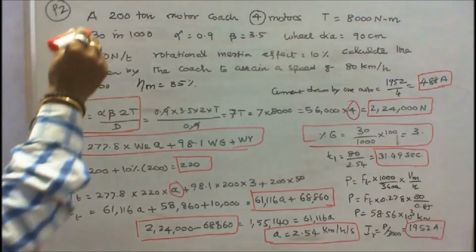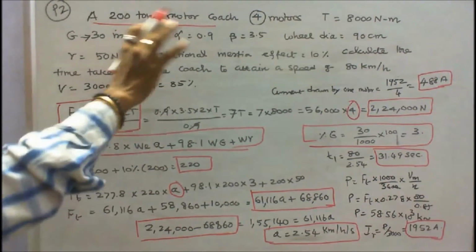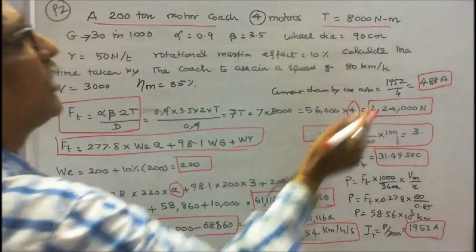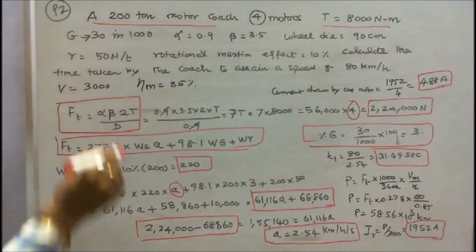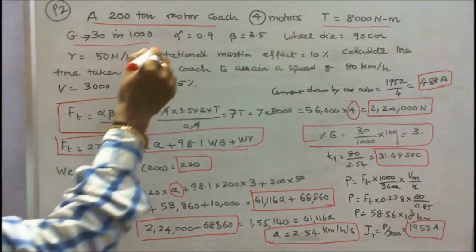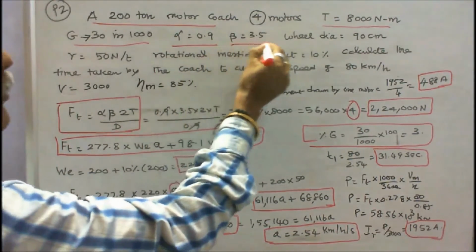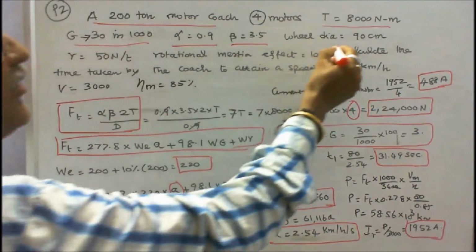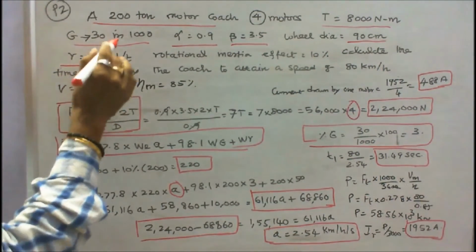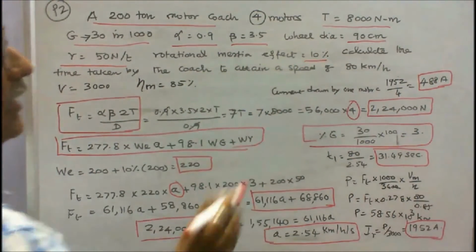In this problem, a 200-ton motor coach is driven by 4 motors. Each motor develops a torque of 8000 Newton meter and the gradient is 30 in 1000. Transmission efficiency is equal to 0.9, gear ratio is equal to 3.5, wheel diameter is equal to 90 cm, and train resistance is equal to 15 Newton per ton.